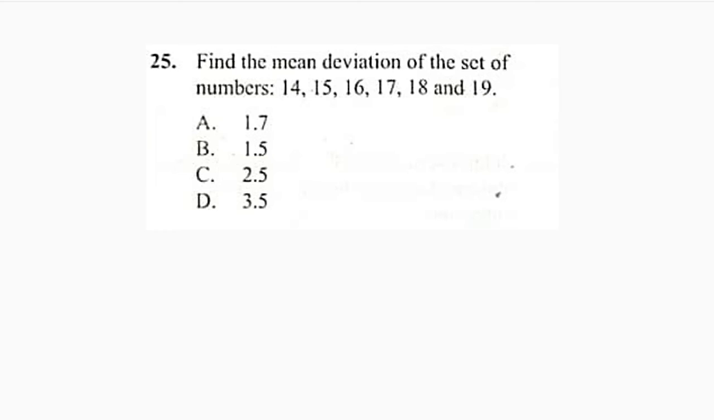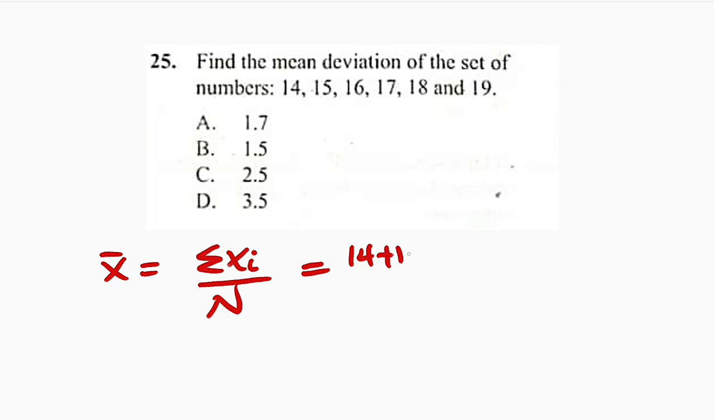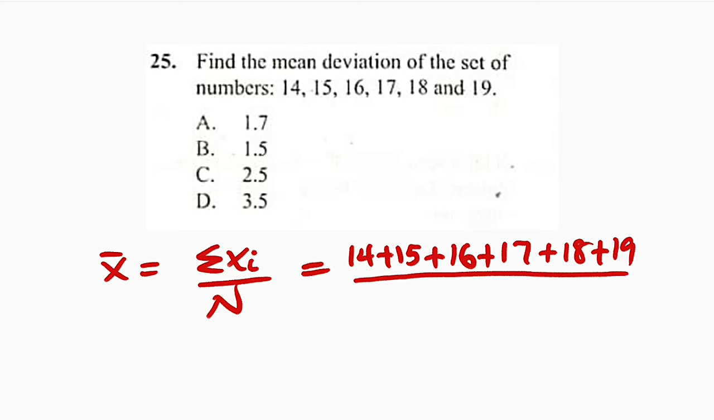To find this, first of all, let us find the mean, denoted by x bar, which is equal to summation of xi's divided by n. Summation of xi's, meaning we should add all the numbers together. So we have 14 plus 15 plus 16 plus 17 plus 18 plus 19. Then we divide by n. N is the number of numbers. 1, 2, 3, 4, 5, 6.